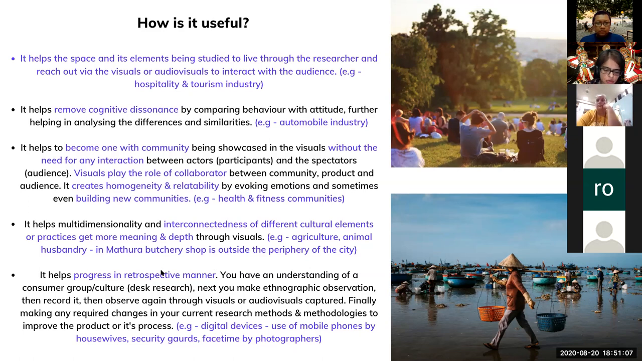So this is also something that we can capture when we use our visuals, and in a better way, instead of just focusing on rice growing. So that's another benefit. And I've written over here, in Mathura, which is a place in Uttar Pradesh, a very religious place, the butchery shop is outside the periphery of the city. It is not included in the periphery of the city.